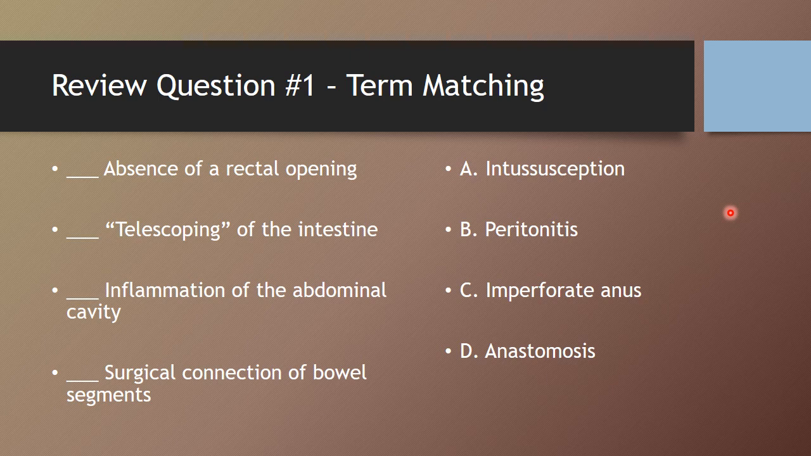The first one, what is the absence of a rectal opening? Second one, telescoping of the intestine is known as what? Third one, inflammation of the abdominal cavity. Fourth one, the surgical connection of bowel segments. So your options are intussusception, peritonitis, imperforate anus, and anastomosis.